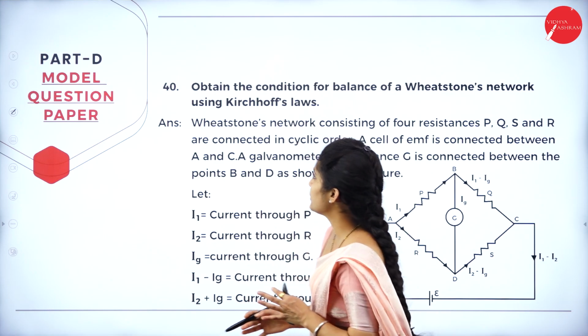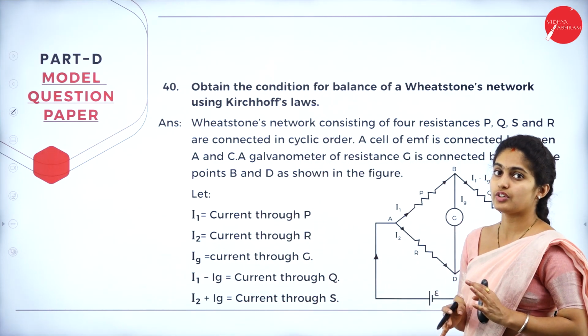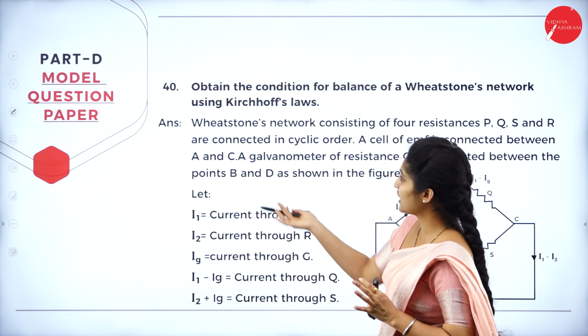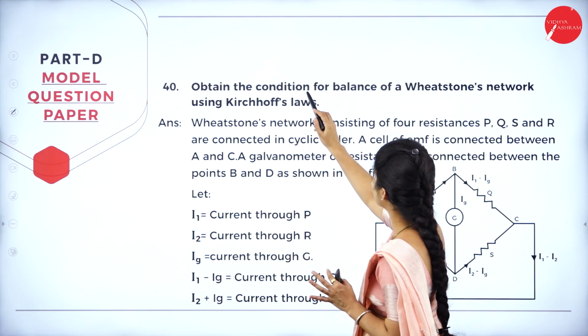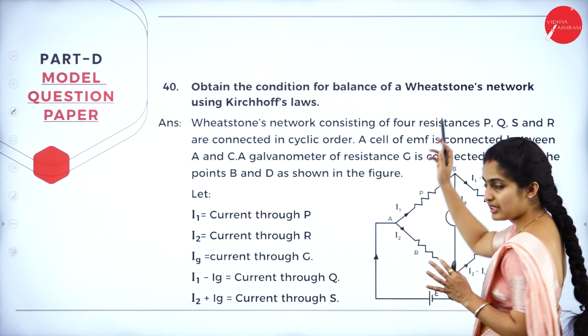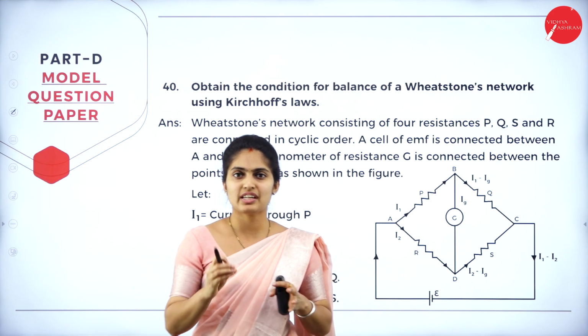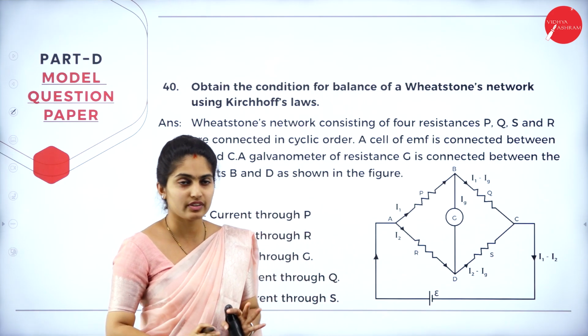So the next question turns out to be the 40th question. Remember, the 39th question starts from your part D. So this is the second set of questions. We have to obtain the condition for balancing the Wheatstone's network. Balancing the Wheatstone's network is a very important question.